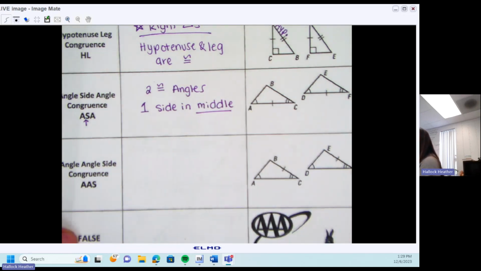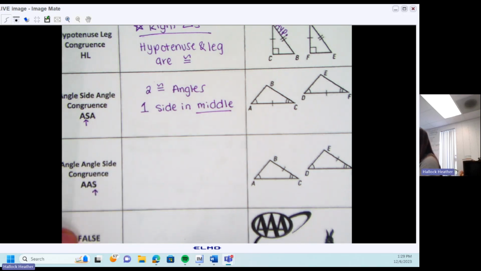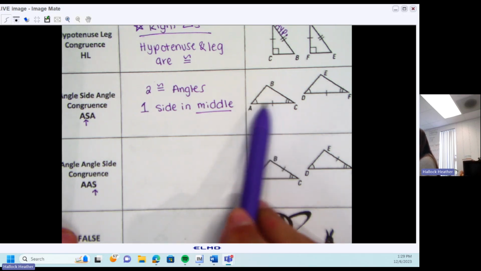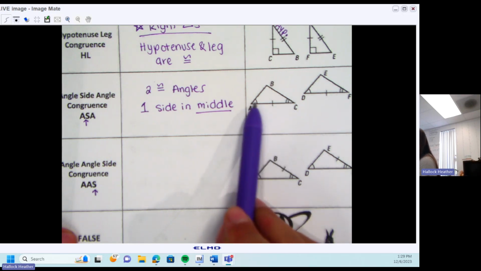Compared to the next one, the theorem is angle, angle, side. Notice the S is in the back. If you look at your picture, the side that was congruent here was between the two angles. You have angle, side, angle. You're just kind of going in order. You can go left to right, right to left, doesn't matter. Angle, side, angle, angle, side, angle.